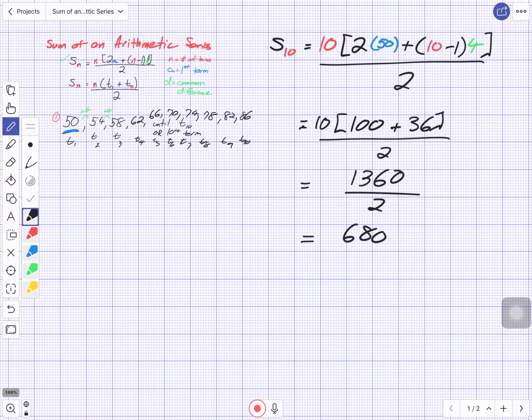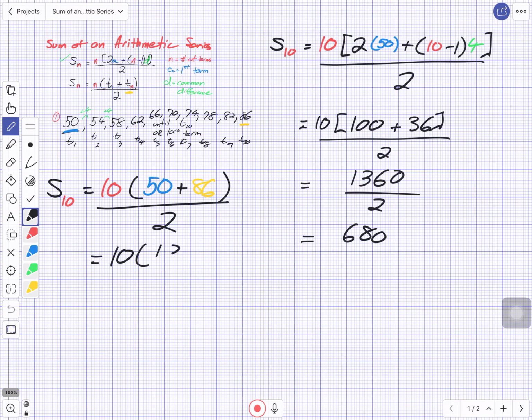Okay, so if we were to use formula number 2, we'll do it in yellow, our Tn is 86 in this case. So a bit of a simpler formula. S10 is equal to 10 multiplied by T1, which is the same as the A value, 50 in our case, plus the last value in our series, 86. And all of that is divided by 2, okay? So let's take a look. 50 plus 86, 136. Great, and I'm going to stop right there.